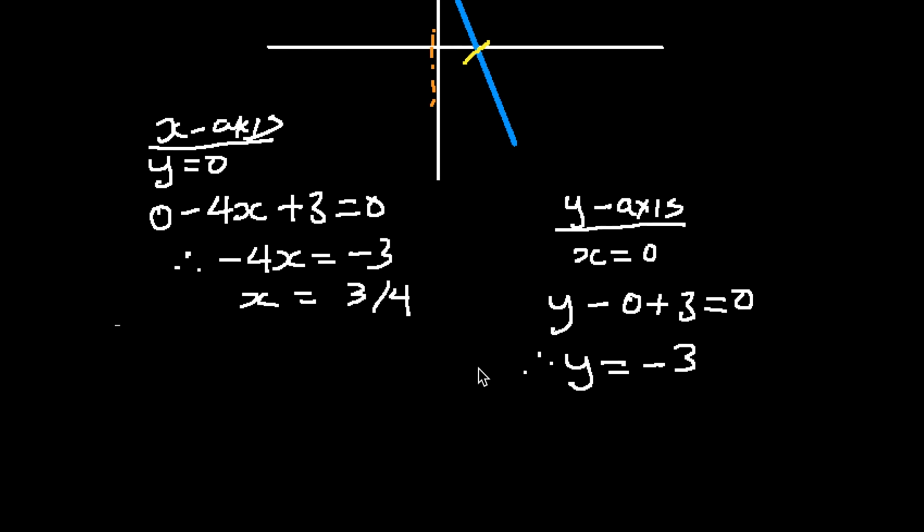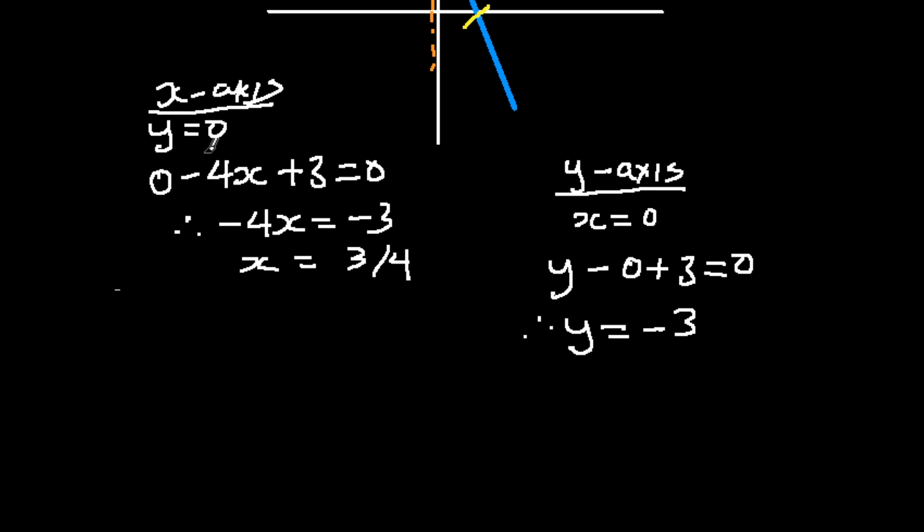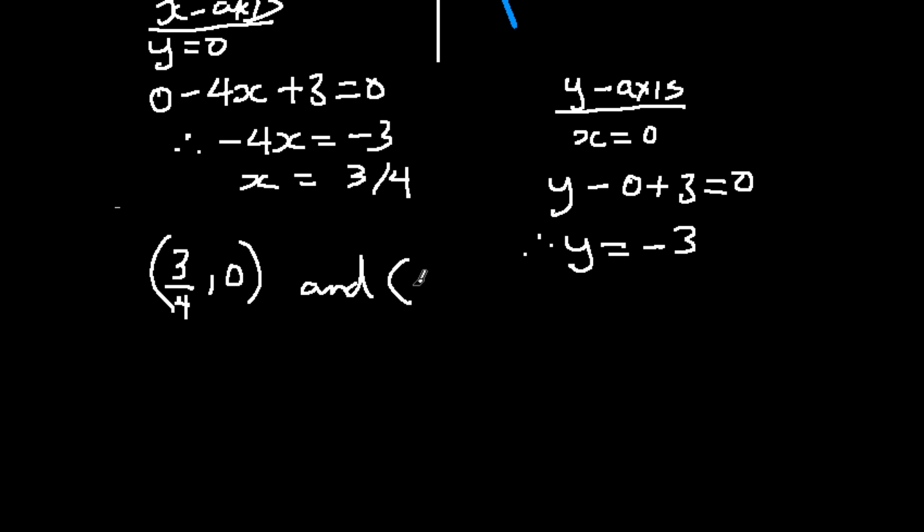So, what have we learned? We have learned that when y is equal to 0, that x is equal to 3 over 4. So you would write that as follows. This is a point. We have also learned that when x is equal to 0, that y is equal to minus 3. Now we have 2 points, and we're being asked to find the midpoint of those 2 points.